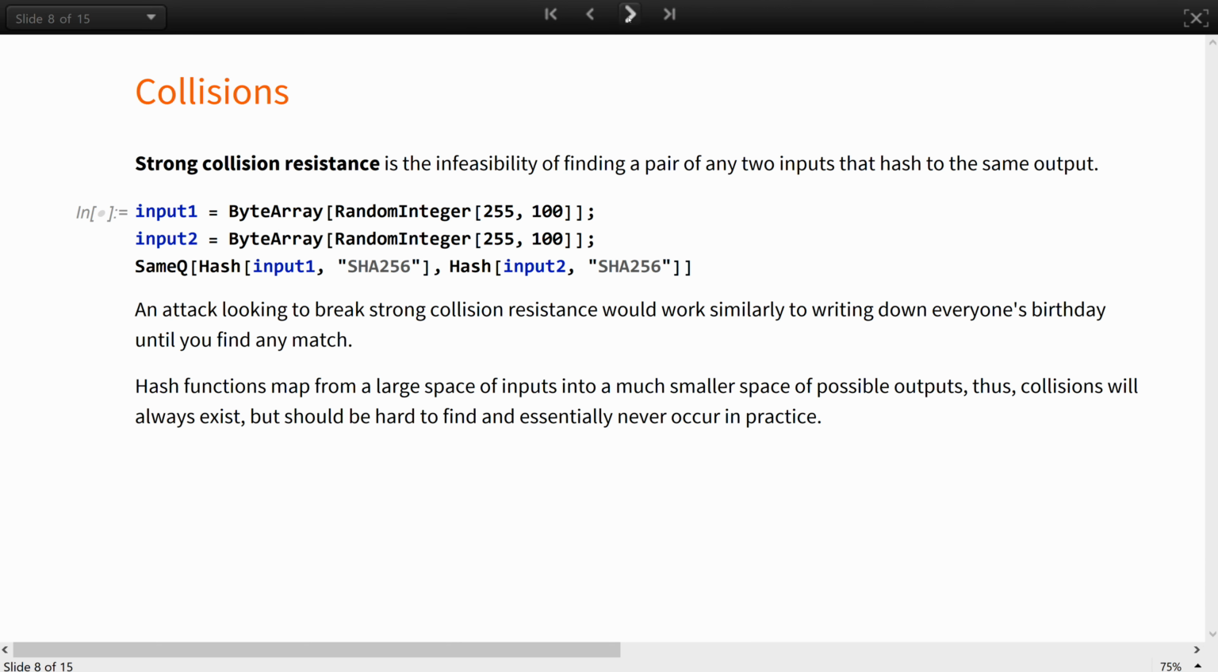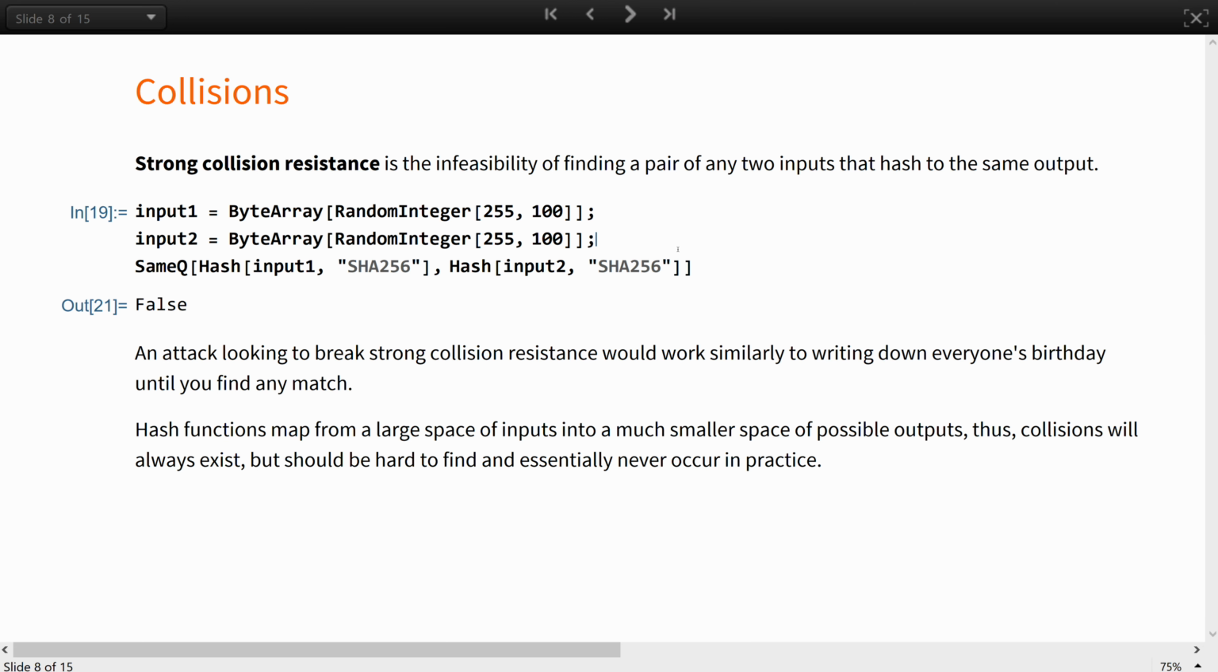Strong collision resistance, on the other hand, is the infeasibility of finding a pair of any two inputs that hash to the same output. An attack looking to break strong collision resistance would work similarly to writing down everyone's birthday in a group until you find any match.